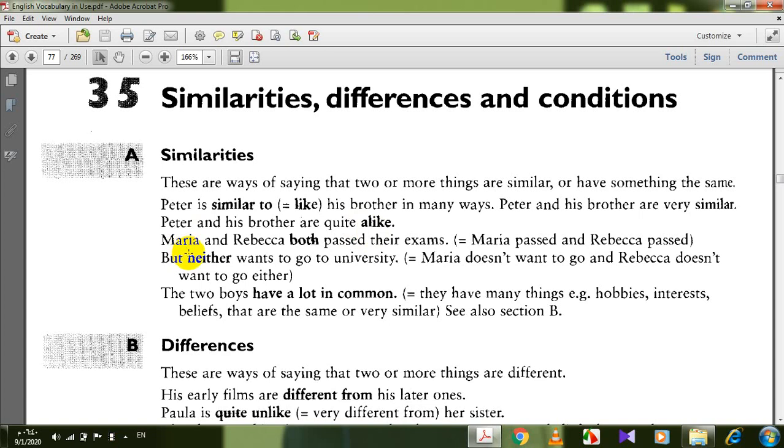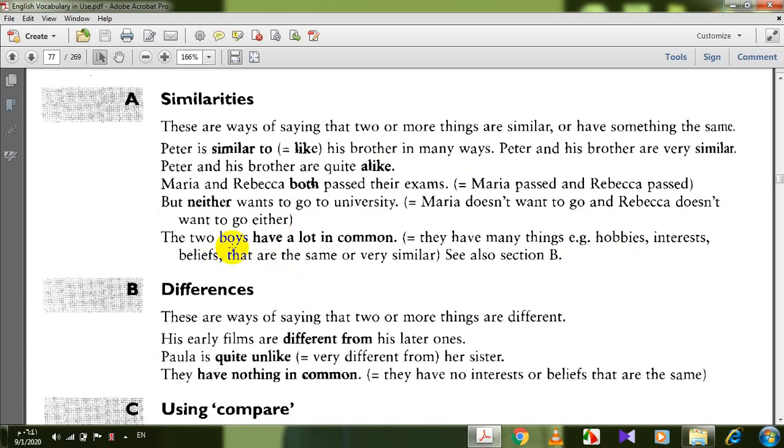Maria and Rebecca both passed their exams. Maria passed and Rebecca passed. But neither wants to go to university. Notice here: neither wants, both want. Maria doesn't want to go to university and Rebecca doesn't want to either. The two boys have a lot in common.